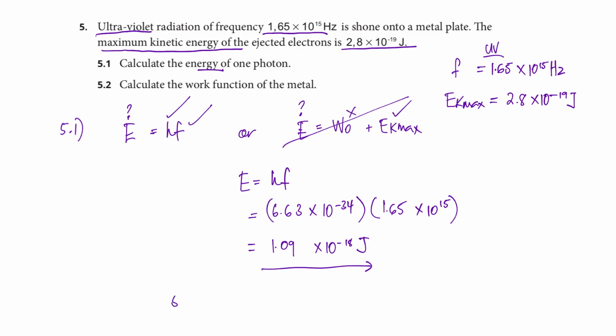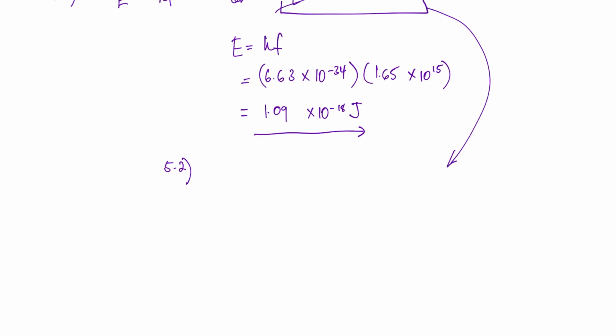All right, question 5.2. They want the work function of the metal. So the best formula for us to use is this formula here. So let's come down here, and we have E is equal to work function plus EK max. I've got my EK max and I've got my energy of my photon. I just need the work function.